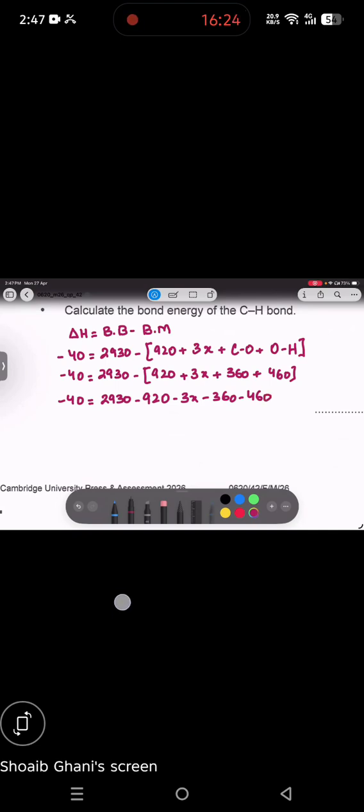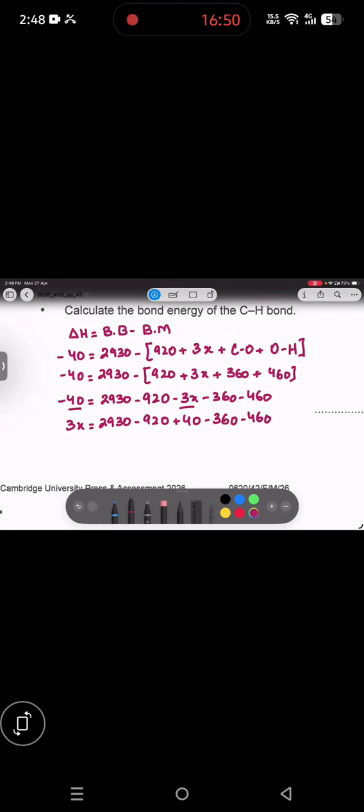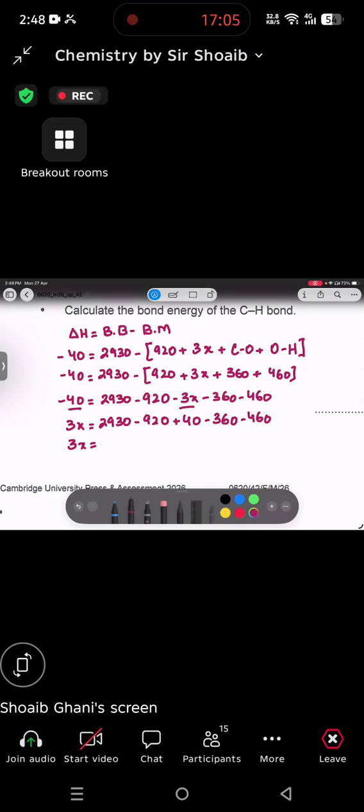Okay, this minus value goes on the other side, so it will become a 3x here, 2930, minus 920, positive 40, minus 360, minus 460. Yes, can any one of you please calculate and give me the answer of the equal to side? Can any one of you please calculate and give me the answer? You can drop the answer in the message.